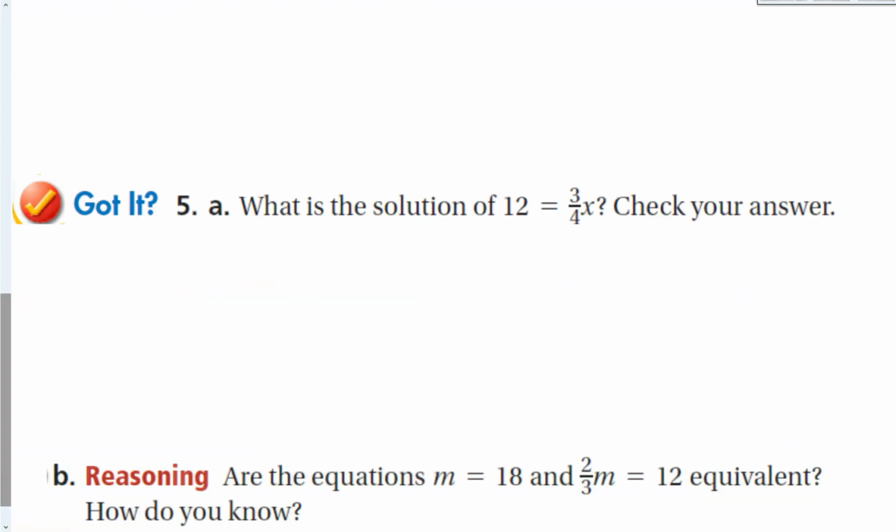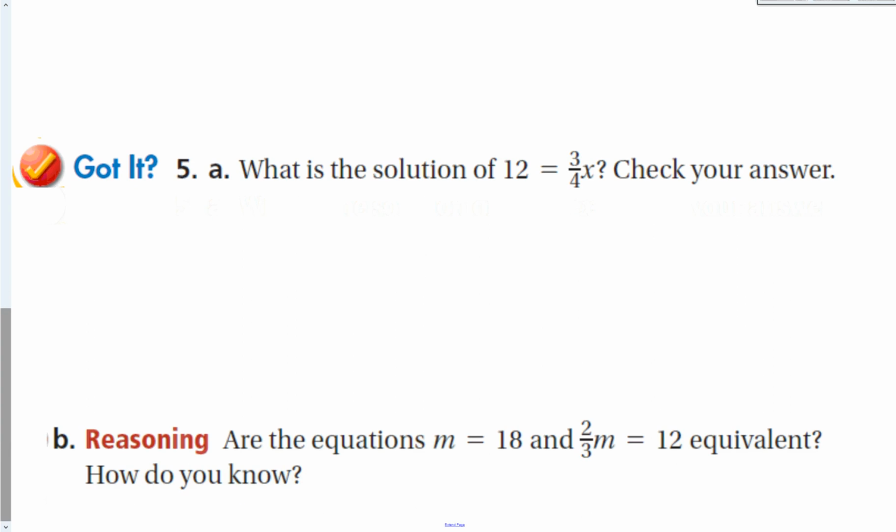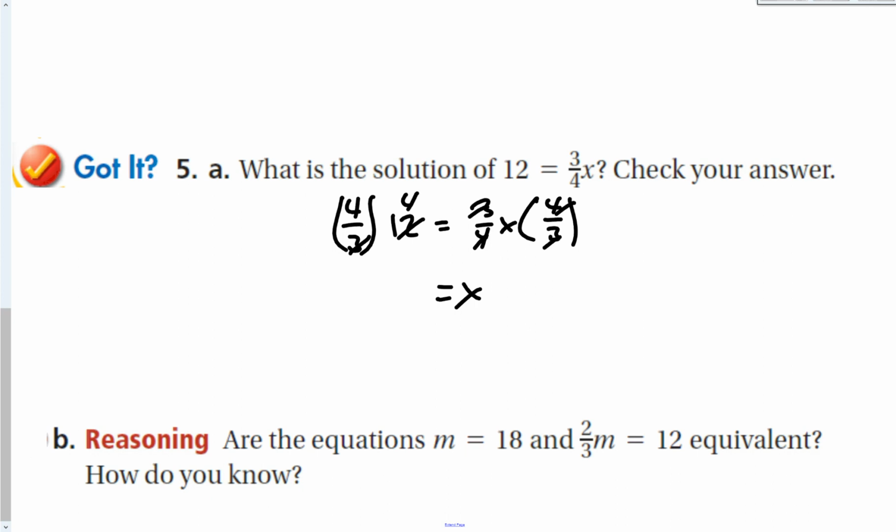Let's try our got it problem. What is the solution of 12 is equal to 3 over 4 x? So I'm going to do the same thing I did before. I see 3 over 4. I'm going to multiply both sides by 4 over 3, the reciprocal of the coefficient of x. 3's cancel here, 4's cancel here. We're left with x by itself. The 3's can cancel here and turn that into a 4 to give me 16. Or 4 times 12 and take the answer and divide it by 3.